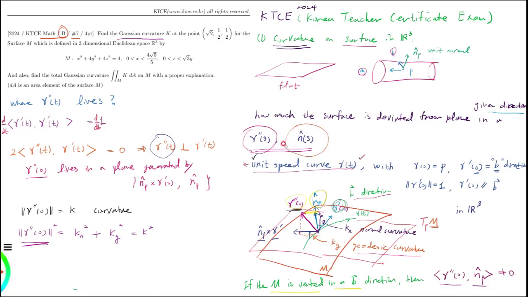Okay, so anyhow, the point is to figure out the information of curvature, we have to set the unit speed curve which passes through the given point here. In this case, this will be this point, square root of 2 comma 1/2 comma 1/2, and we have to find its unit normal vector. Okay, let me directly dive into the problem.